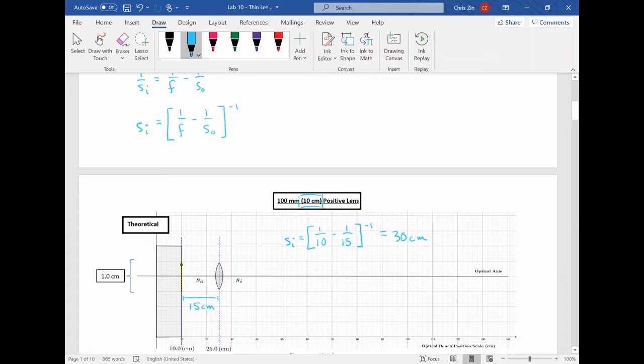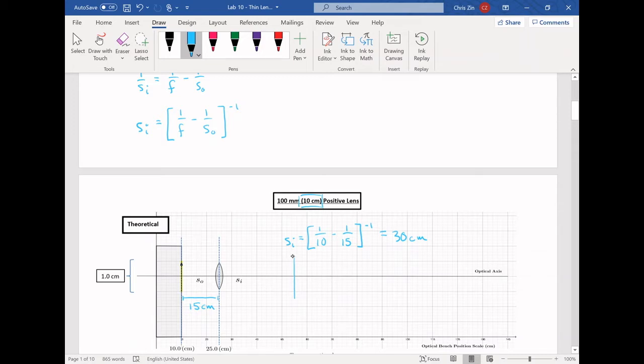I gave you a table in lecture 23 that can help you keep track of that. So we know that the image will be 30 centimeters to the right of this lens. If the lens is at 25, the image will be at 55. But we still don't know two things. We don't know the orientation of the image, and we don't know the magnification of the image.